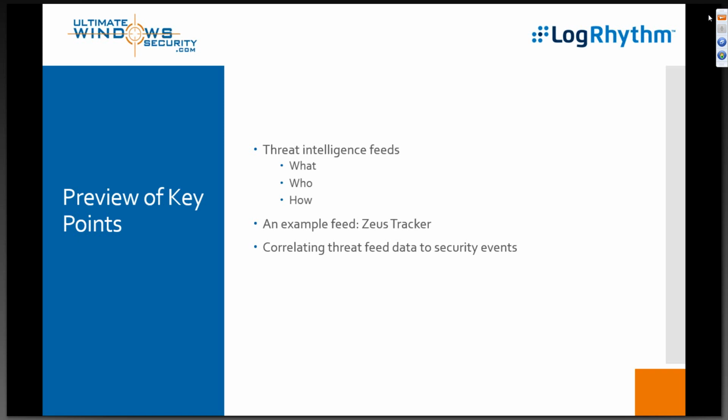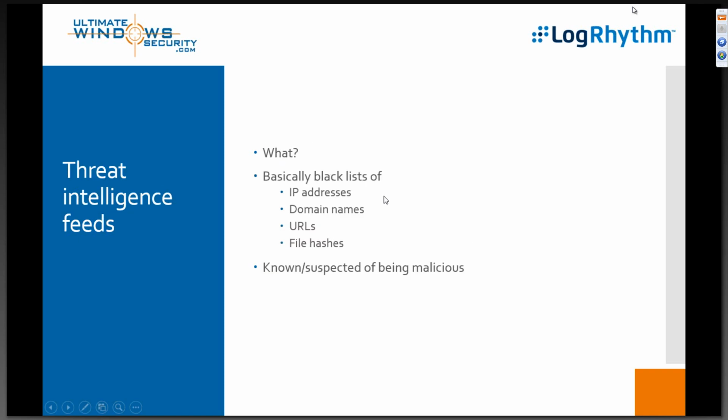And we'll be able to use that as kind of a foil to talk about feeds in general. Then we'll look at, well, how can you correlate data from a feed like Zeus Tracker with the other event data that you've got in your SIM. So threat intelligence feeds, first of all, what are they? Basically, they're a blacklist of IP addresses or domain names, and then to a smaller degree URLs and file hashes that are known or suspected of being malicious.